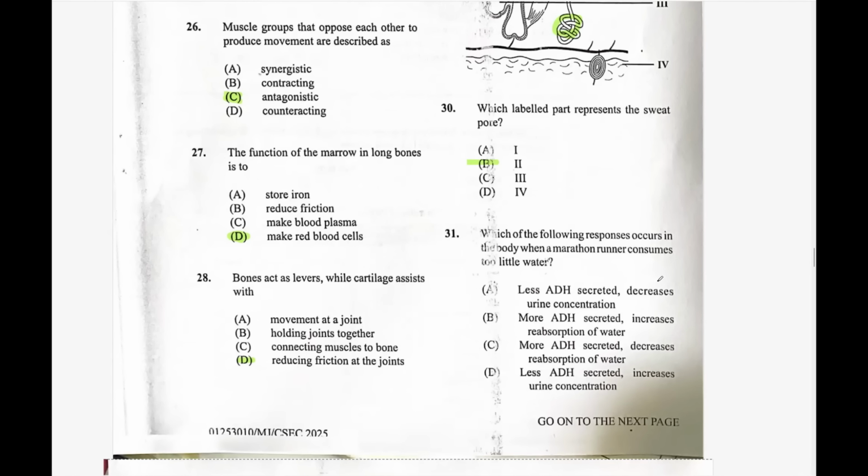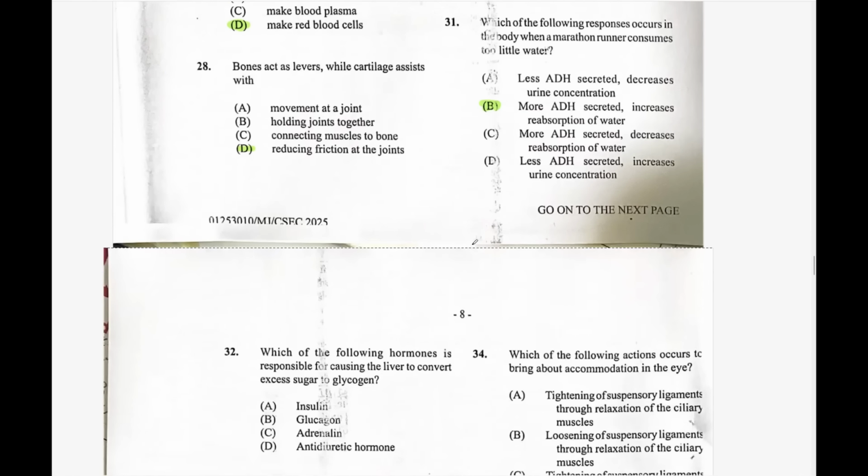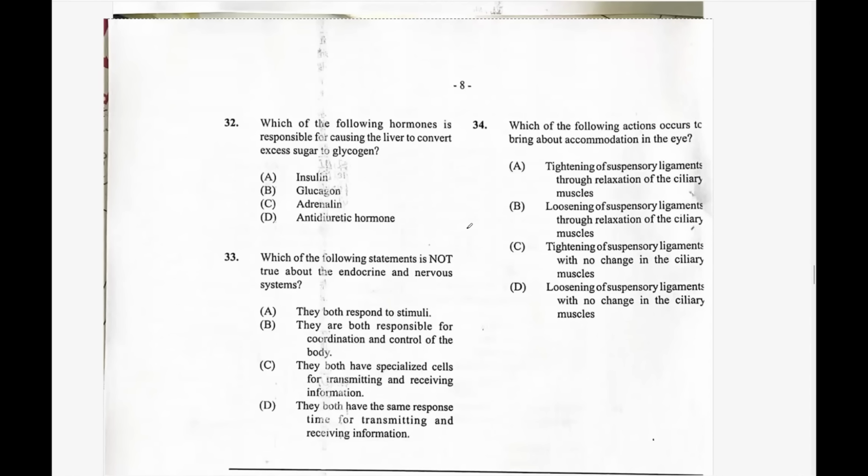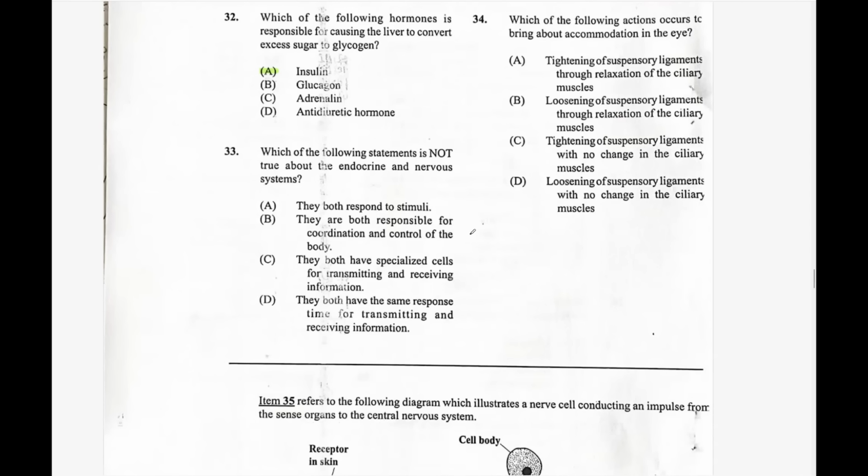Which of the following responses occurs in the body when a marathon runner consumes too little water? More ADH secreted increases reabsorption of water. So B is our answer. Question 32. Which of the following hormones is responsible for causing the liver to convert excess sugar to glycogen? That hormone will have to be a very popular hormone, insulin. 32 is A.